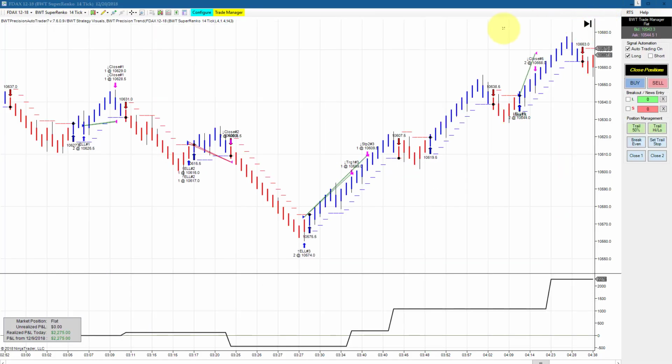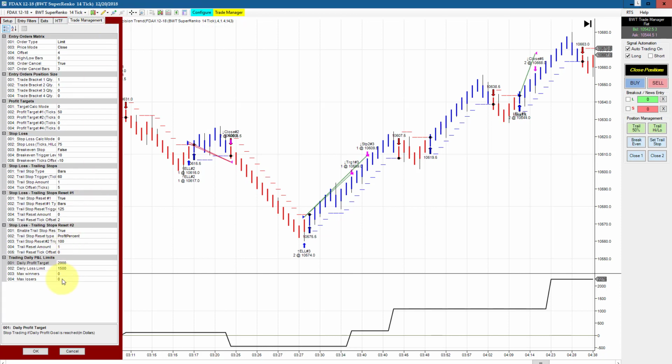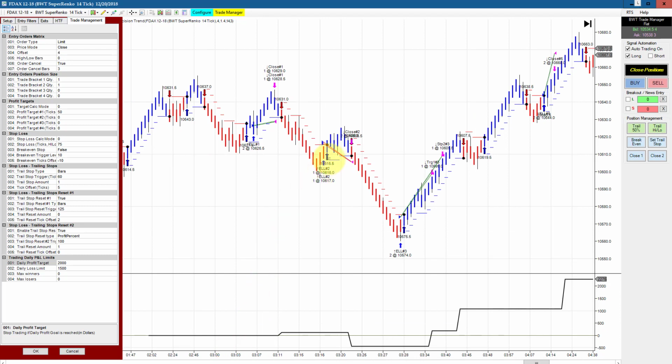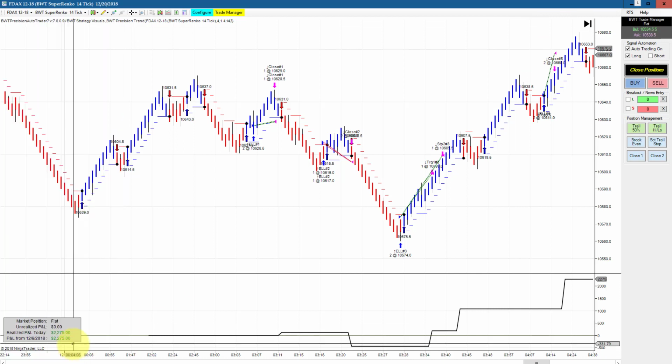Okay, next up is the DAX on the Super Renko 14 tick, and this is the one with the $2,000 goal. I just changed the targets a little bit on this, and anyway, this is probably one of the most consistent charts of all time. Here it is, hitting our goal again, and we had excellent positive slippage today.